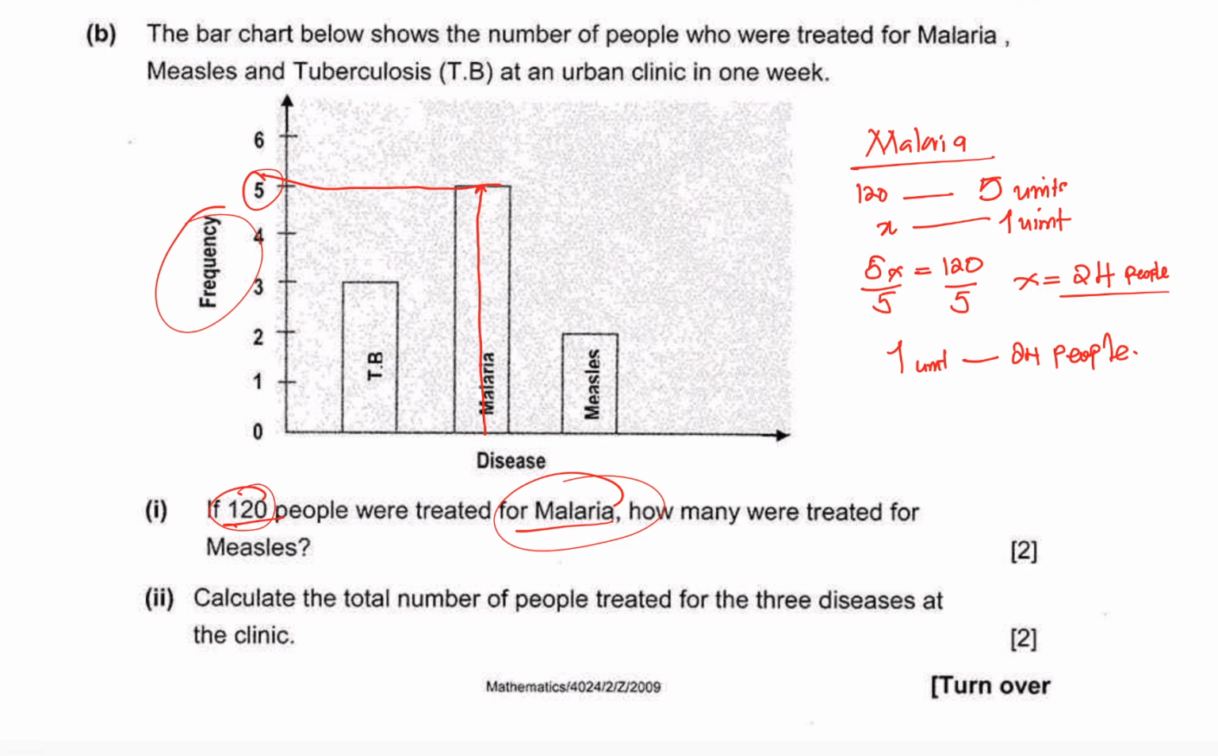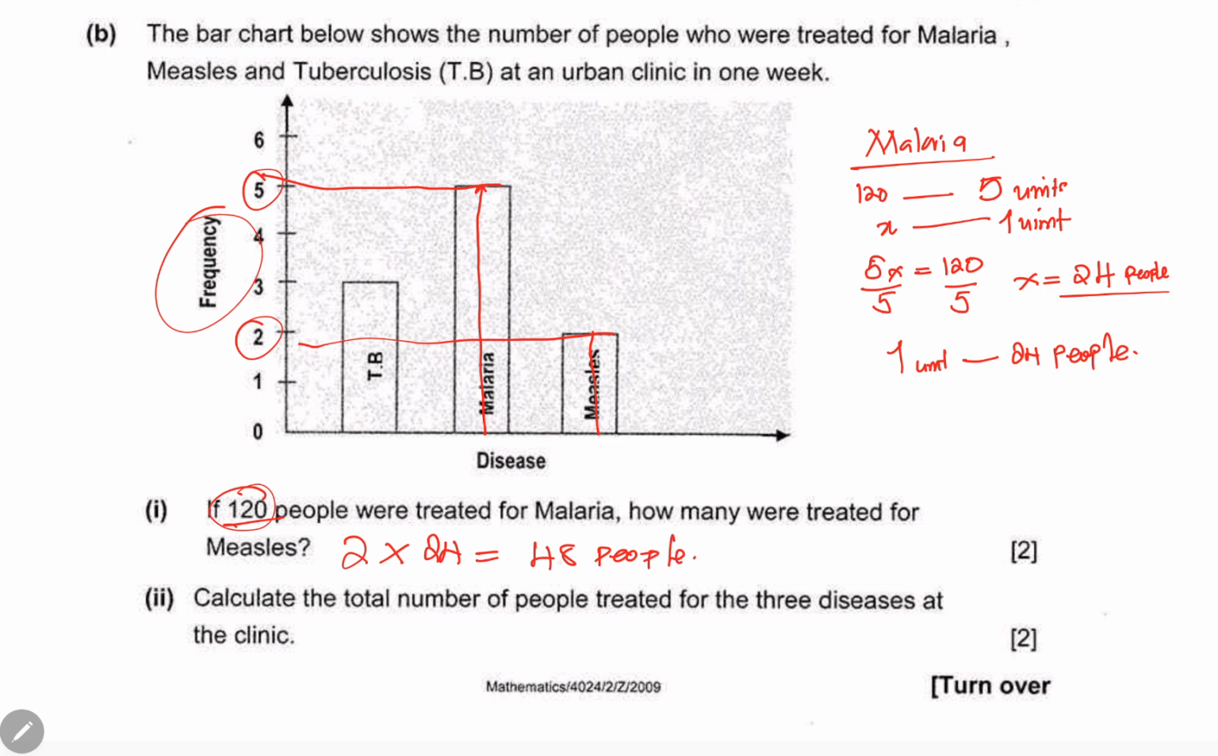It's still a question. So now, how many people were treated for measles? So you go to the bar for measles, you go across, there are 2 units. So we just said 1 unit is 24, meaning 2 units is double that. Meaning 48 people.